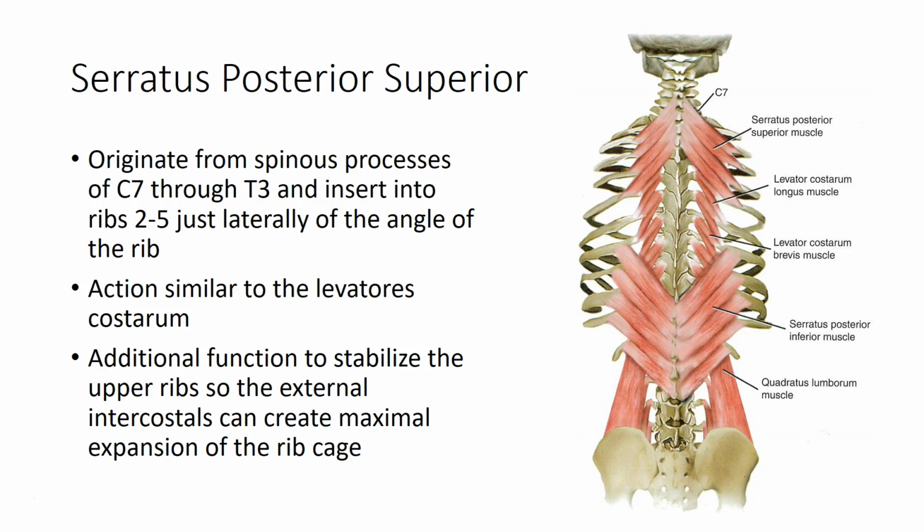In addition to expanding the rib cage a little bit by contracting on the upper ribs, these muscles also work pretty well as stabilizers for these upper ribs to allow the lower rib cage to expand more.